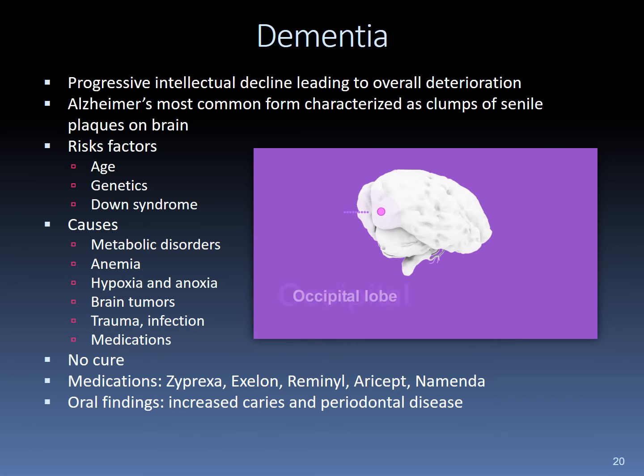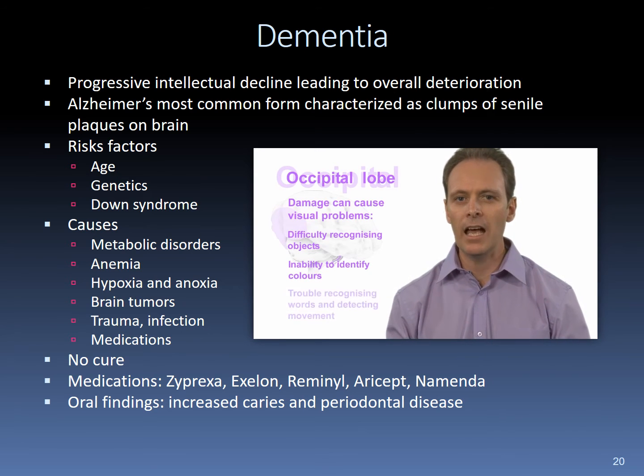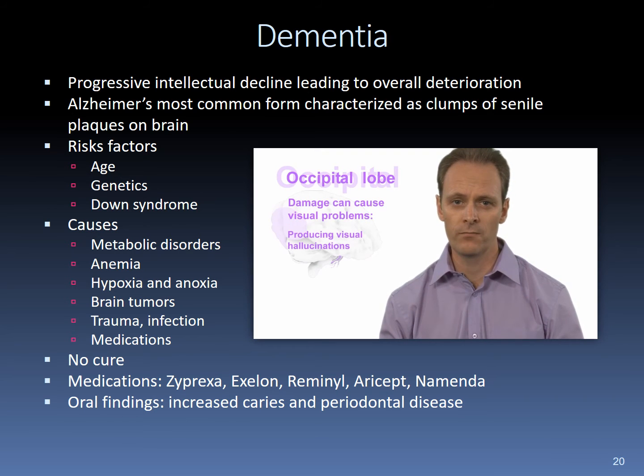The occipital lobe is located at the back of the brain and is associated with vision. Damage to this part can cause visual problems such as difficulty recognizing objects, an inability to identify colors, and trouble recognizing words and detecting movement. Damage to this area can also produce visual hallucinations.